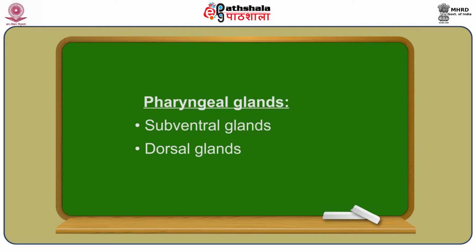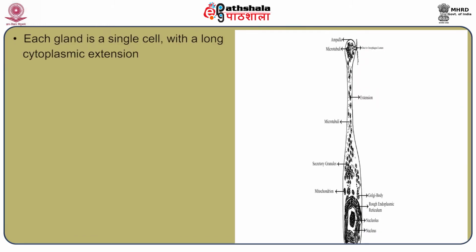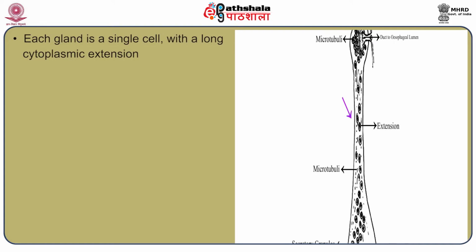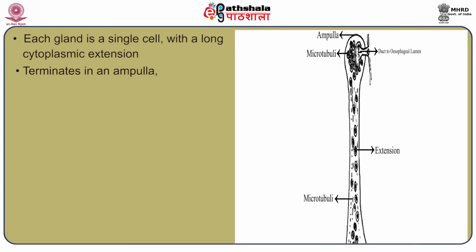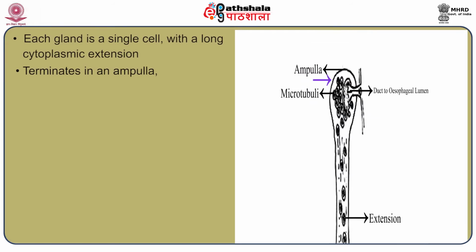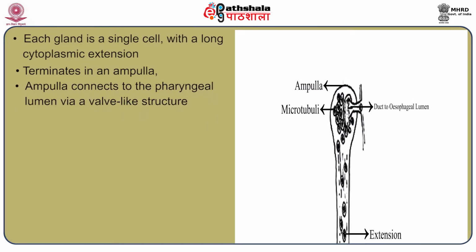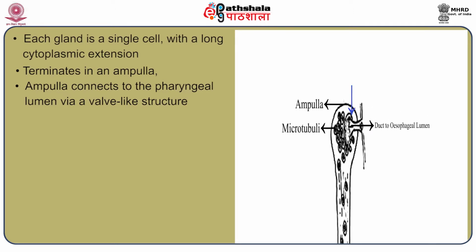2 different types of pharyngeal glands are recognized: subventral glands and dorsal glands. Each gland is a single cell with a long cytoplasmic extension. It terminates in an ampulla. The ampulla then connects to the pharyngeal lumen via a valve-like structure.